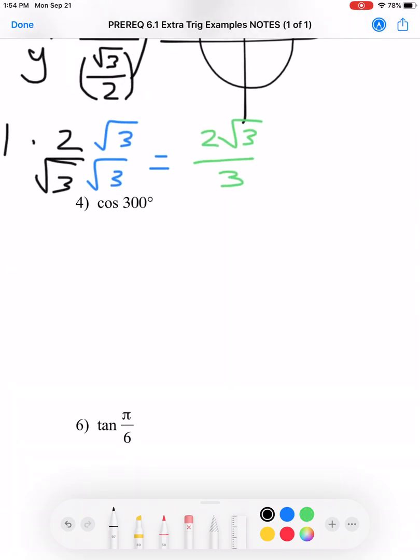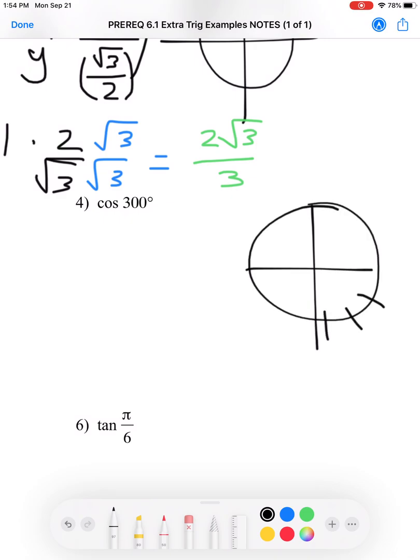Cosine of 300. 300 is down here in quadrant 4. 300 degrees is going to be all the way down here at the bottom. Cosine is the x value, so we're looking at what this value right here is. That's the small amount, so the answer is 1/2.